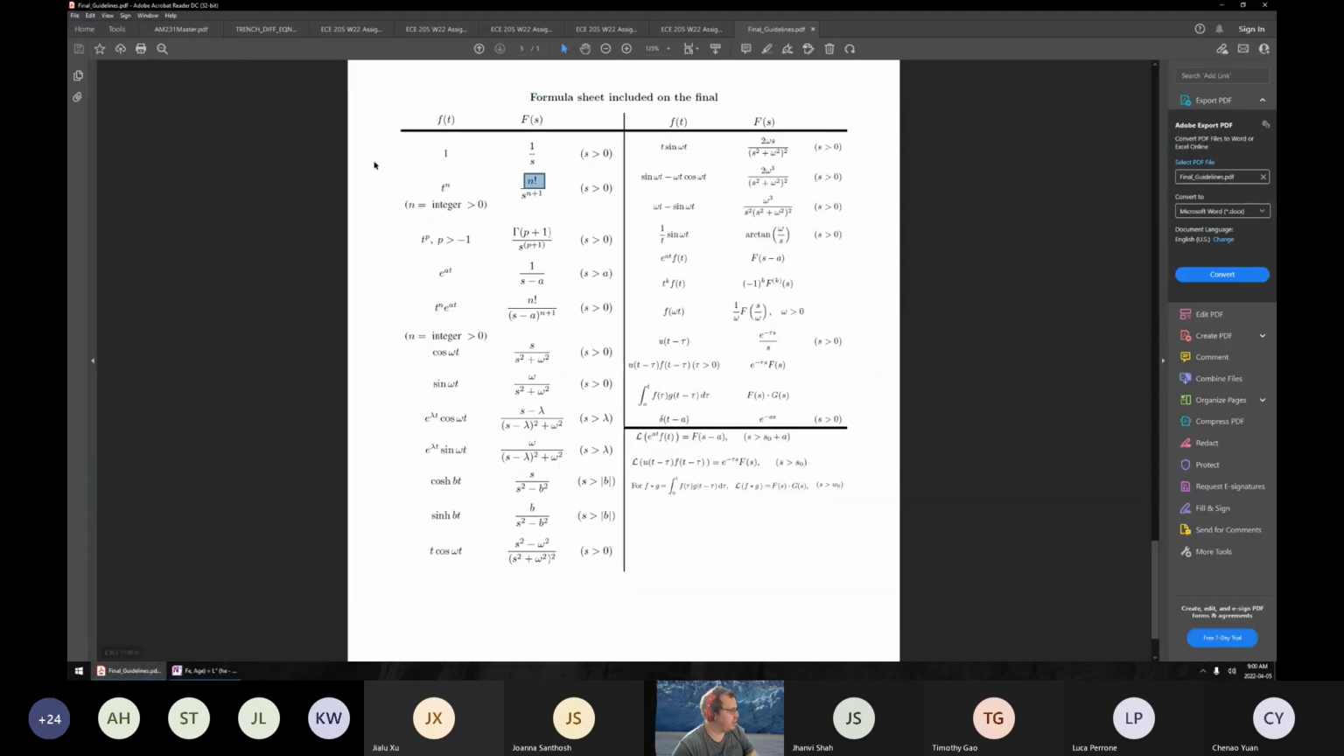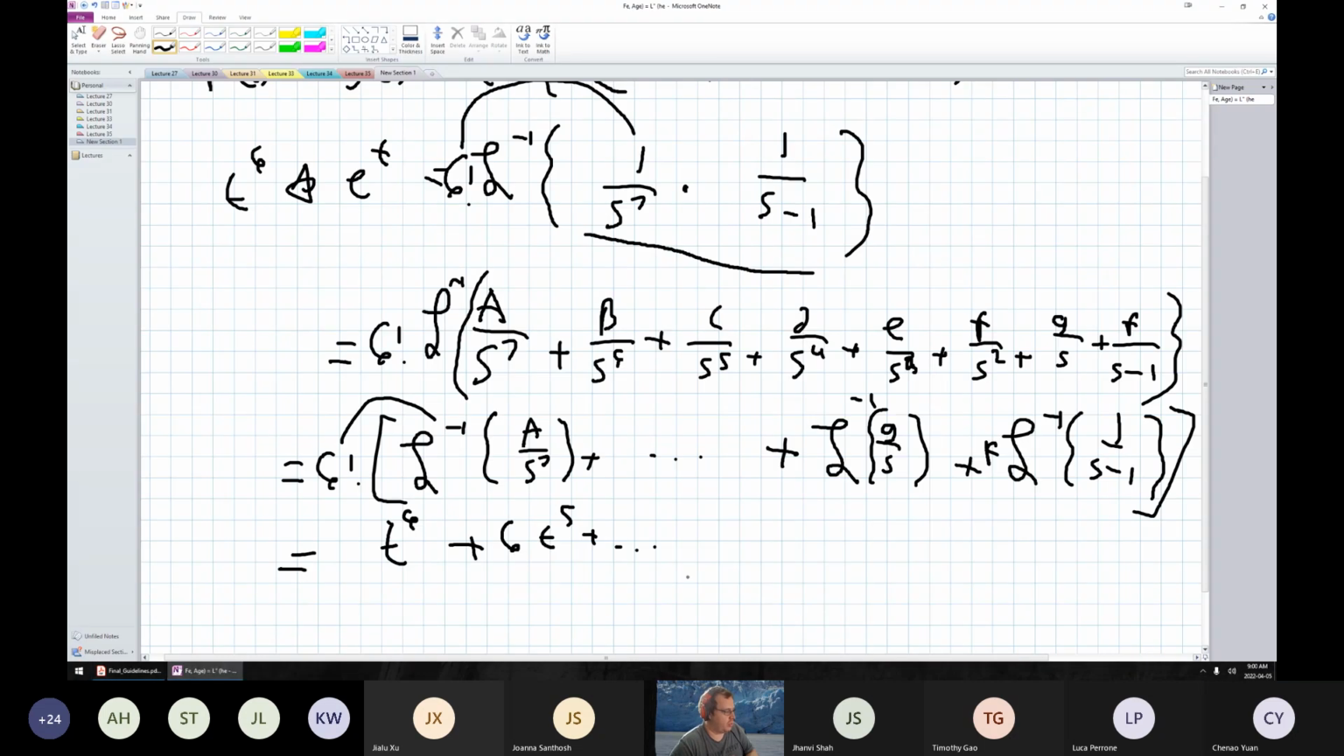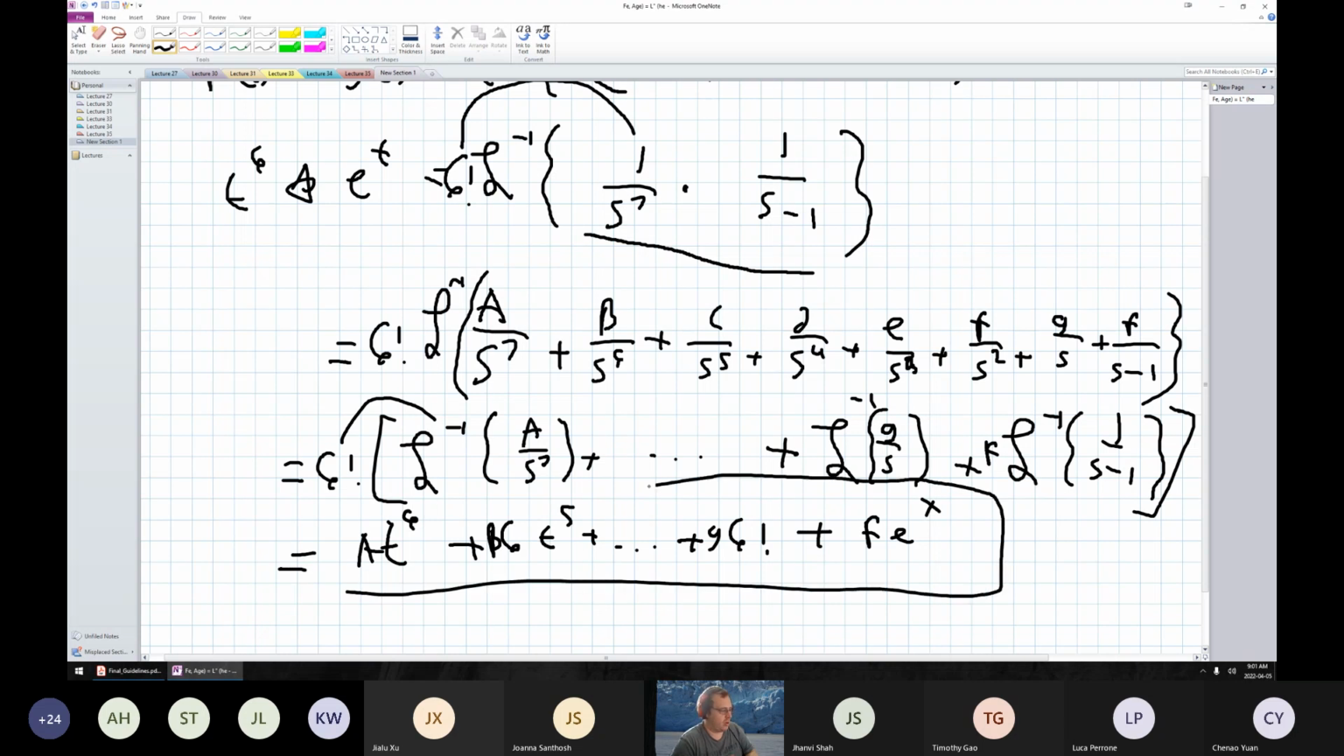Well, this 1 over s is just 1. Let me just double check that. 1 over s is just 1, so for this last one, I'll just end up with a plus 6 factorial there. And then over here, I'm going to have my F, oops, I dropped my coefficients, times a, times b, times g. And at the end, I'll have an F e to the x. So that's how you would chase this term out.